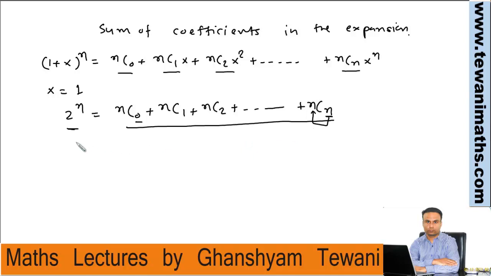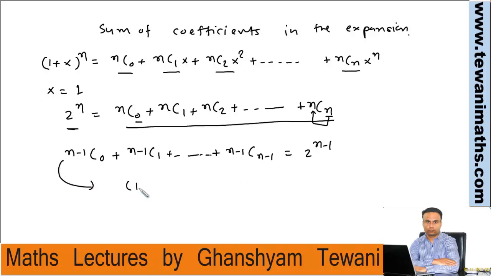Now if we have (n-1)C0 plus (n-1)C1 up to (n-1)C(n-1), what will be sum of this series? Keeping this result in mind, this is 2^(n-1). How do we get this series? We get this series by putting x equal to 1 in the expansion of this binomial.